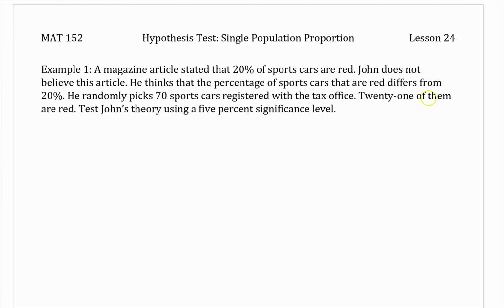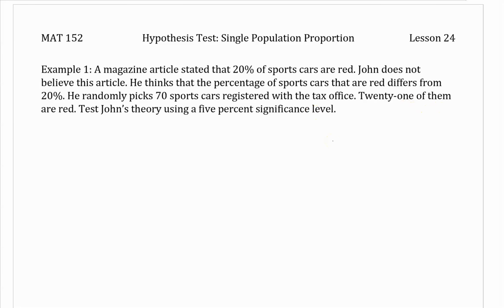Example 1, we have that a magazine article states that 20% of sports cars are red. John does not believe this article. He thinks the percentage of sports cars that are red is different than 20%. He randomly picks 70 sports cars registered with the tax office, and he finds that 21 of them are red. And we are going to test his theory using a 5% significance level.